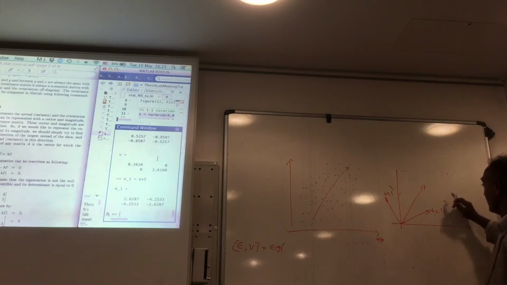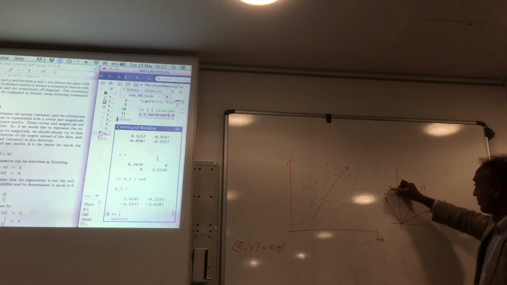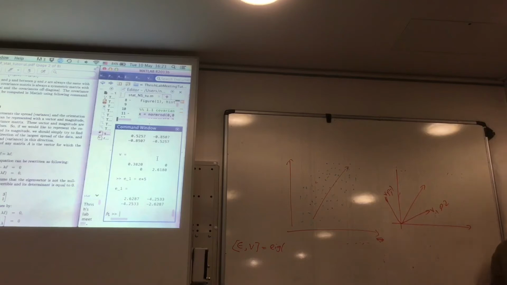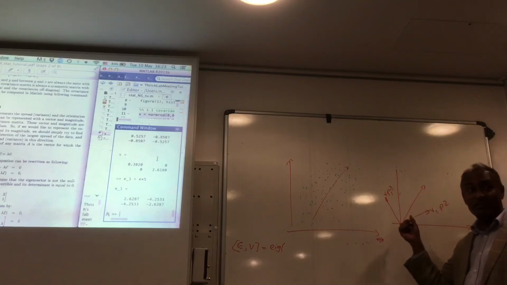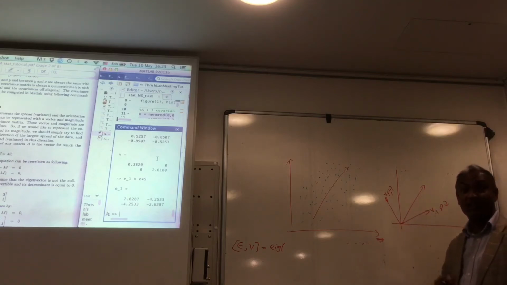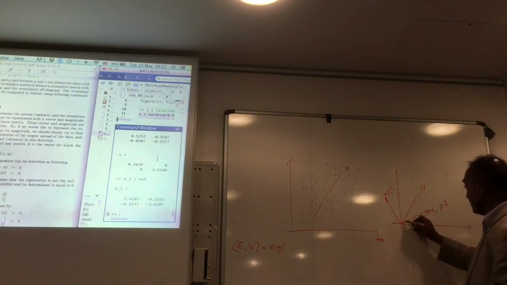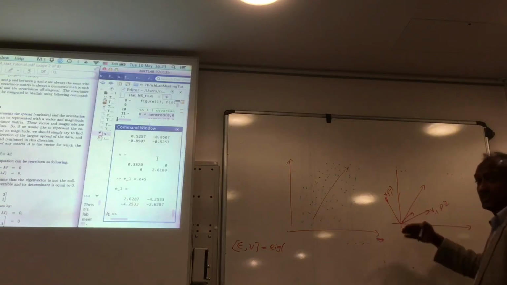If my eigenvalues were like 0.2 and 0.1, what will happen? It will be rotated this way, but will it be scaled up or down? Scaled down. It will be scaled down by 0.2. So it will be shorter, but rotated this way.